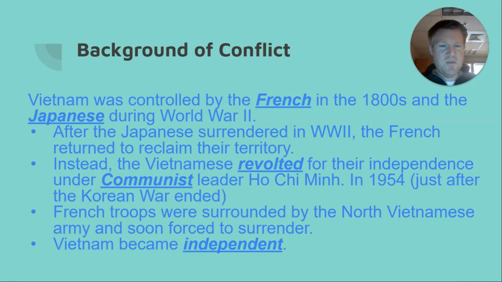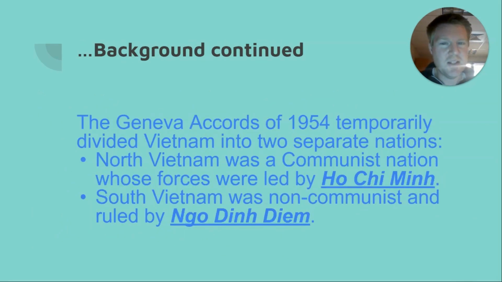Unfortunately for the French, the Vietnamese revolt and they fight for independence under leader Ho Chi Minh. And this is right after the Korean War conflict. So they saw that Korea revolted and they got independence, and now Vietnam is going for independence. And eventually the French troops surrender because they're surrounded by the North Vietnamese, and the entire country of Vietnam becomes independent of French control. An interesting fact, Vietnam, the country, used to be known as French Indochina before they gained their independence.